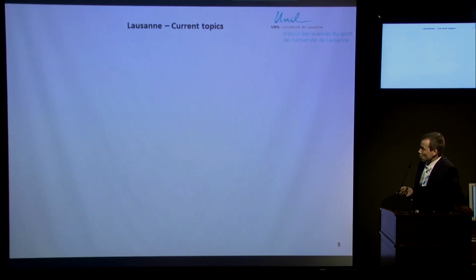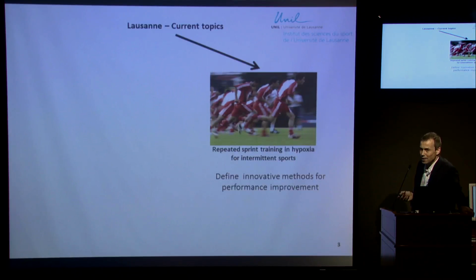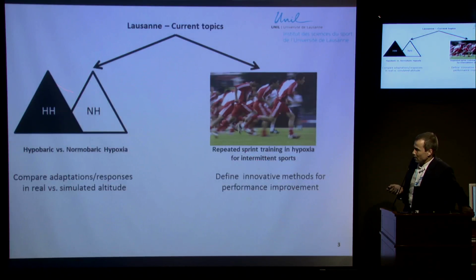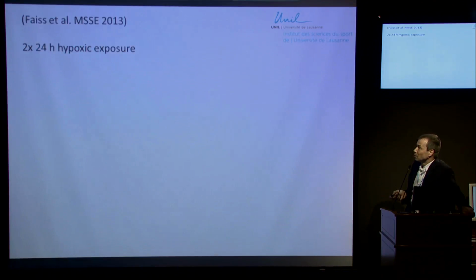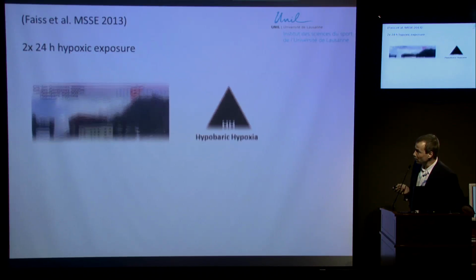So it explains why in Lausanne, the Olympic capital, we have two topics on altitude training, the one on repeated sprint training in hypoxia, and the other one on comparing hypobaric and normobaric hypoxia. For this presentation, I will use a paper that has been published recently by Raphael Face in Medicine and Science, where we used 24-hour hypoxic exposure.